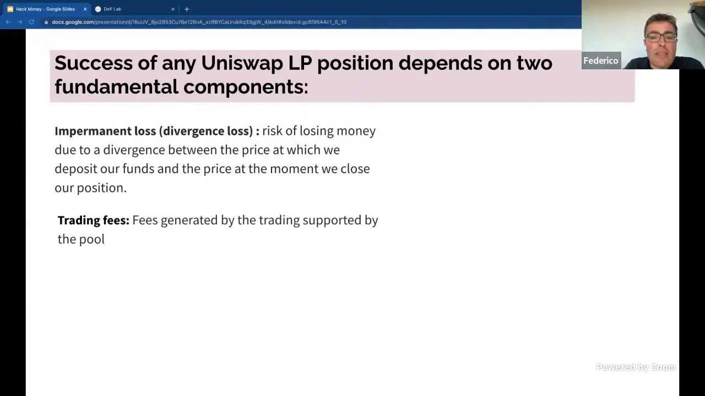The second element that determines the success of a strategy is the trading fees collected by the position that we define. Trading fees depend on the trading volume and on the amount of liquidity locked in the pool. We cannot forecast these parameters for the future. However, we can look into historical data to guide us in our decision-making. For example, historical data can give us an idea of the average returns of a pool, helping us to shape our positions.